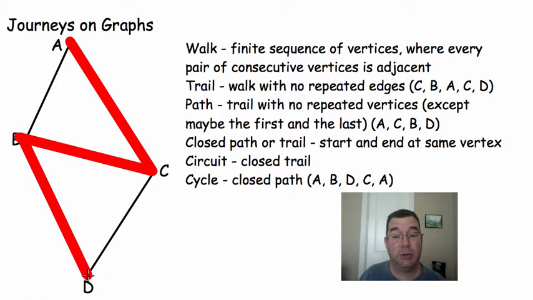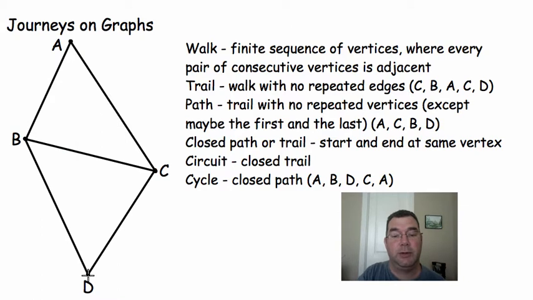What I can do is I can close that path. There is such thing as a closed path, which means I'm starting and ending at the same vertex. Some problems involve you starting and ending at the same vertex. So that would be a closed path or trail if it starts and ends at the same vertex. All right, and let me get rid of those. A circuit would be a closed trail, and a cycle would be a closed path.